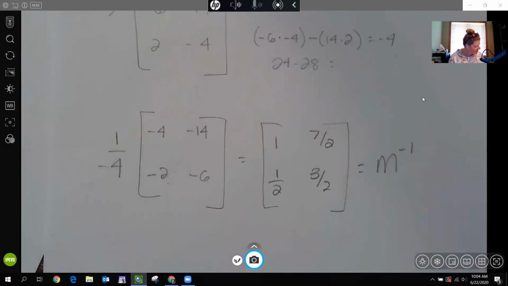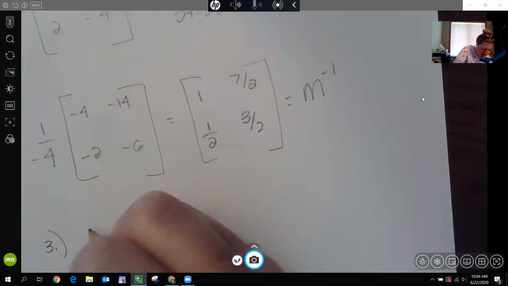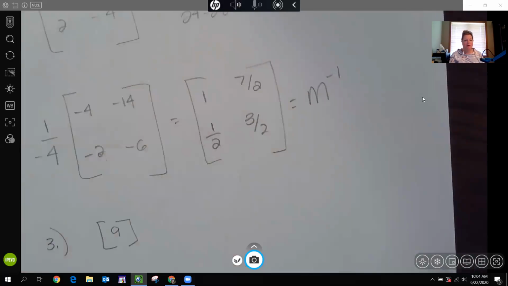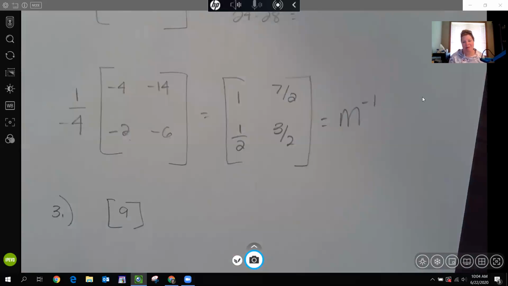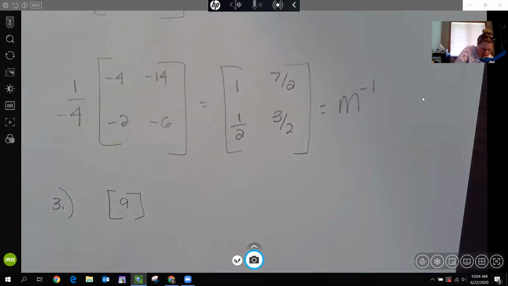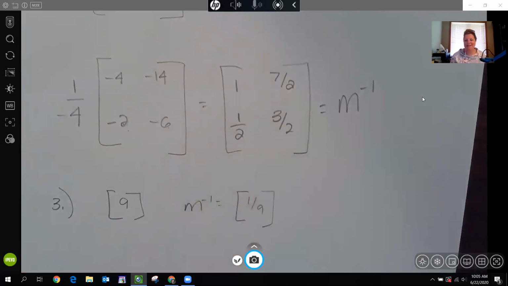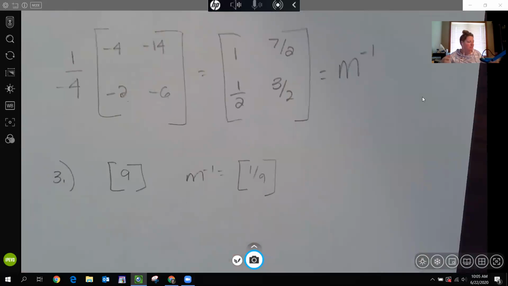All right. Couple tricky ones real quick. What if I just had a 1 by 1? What's the inverse of a 1 by 1 matrix? Oh, that's kind of tricky. So the inverse is going to be 1/9. Done. Just flip it over for your fraction. If it's 9 over 1, it's going to become 1 over 9. Kind of a tricky one.